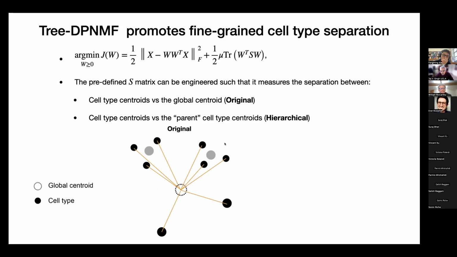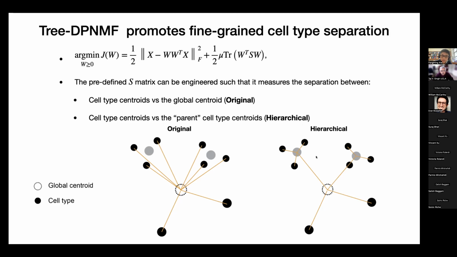But we know that cell types are intrinsically hierarchically organized like this, where you have major cell types and each major cell type is subdivided into more subtle differences. So we can tweak it such that the S matrix measures the hierarchical distance among cell types, where each cell type centroid is measured against its parent, and the parent against its parent, and so on and so forth. Hopefully by capturing differences this way, we can capture more subtle differences among the subtypes than those broad differences.